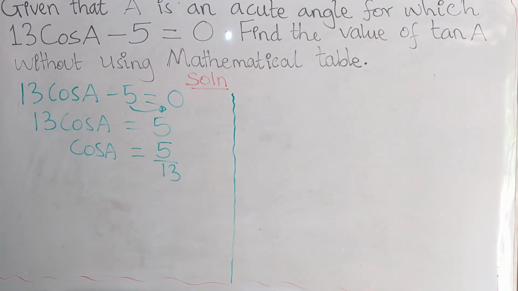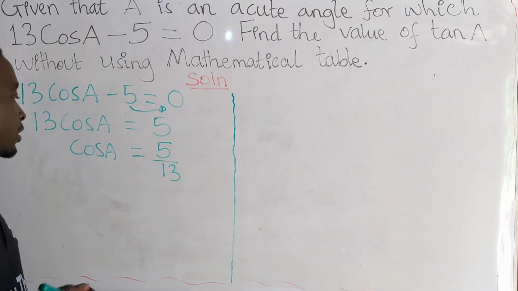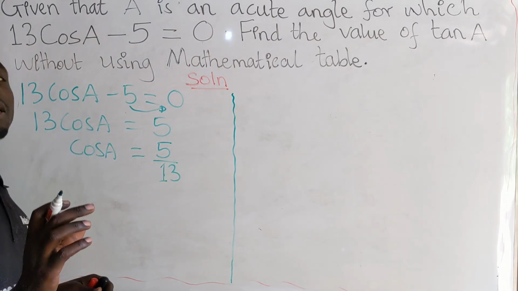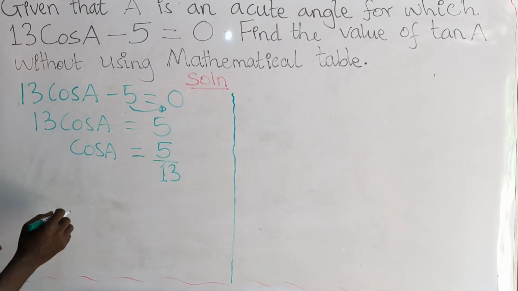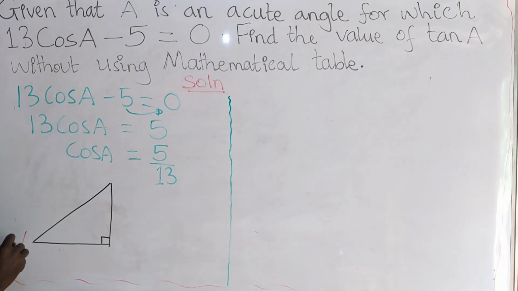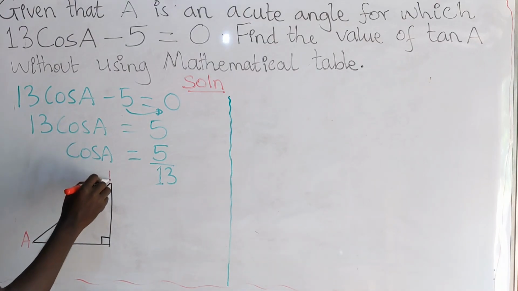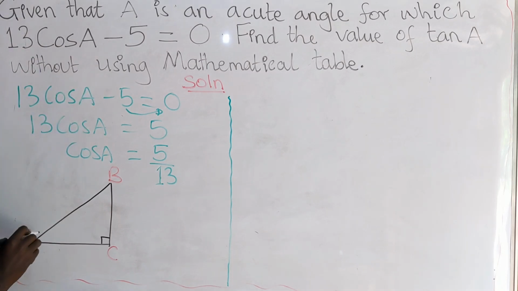But we are told that A is an acute angle. If it is an acute angle, its degree measure lies between 0 and 90. Now let's use a right angle triangle. Let's label its angles. Take this as angle A, this is B, and this C. The angle under consideration here is an acute angle A, this.